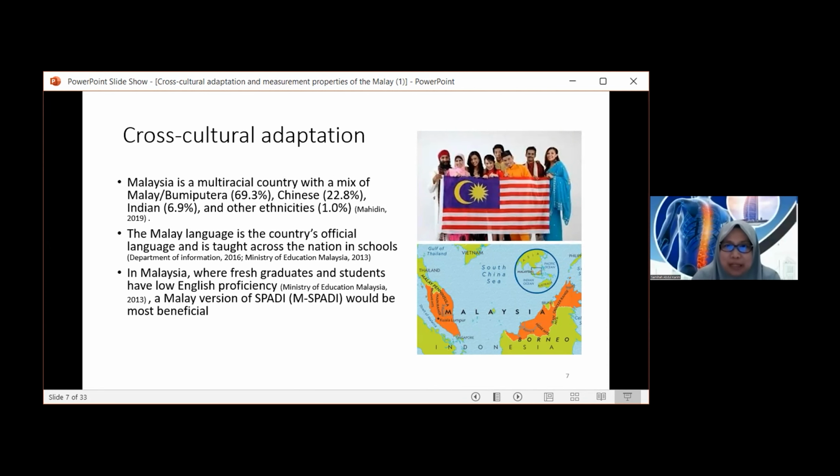Malaysia is a multiracial country with the Malay language considered as the national language. The Ministry of Education reported that English proficiency in our nation ranged from low to moderate. Furthermore, the Malay language is widely recognized in Southeast Asian countries such as Brunei, Indonesia, and Singapore. Unfortunately, we don't have any shoulder questionnaire, or even spine questionnaire, which was translated into the Malay language.